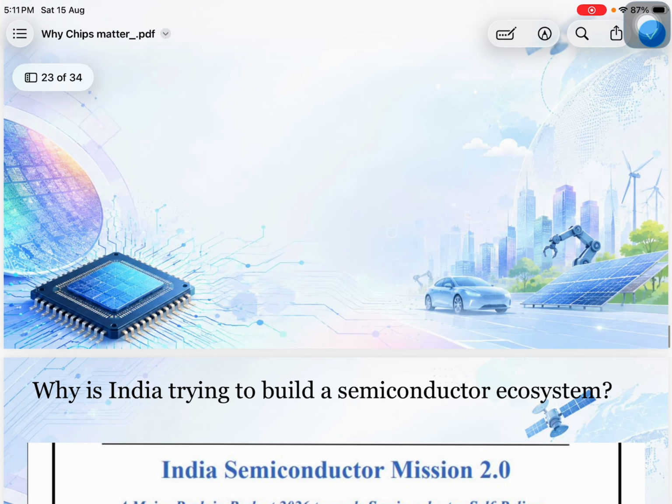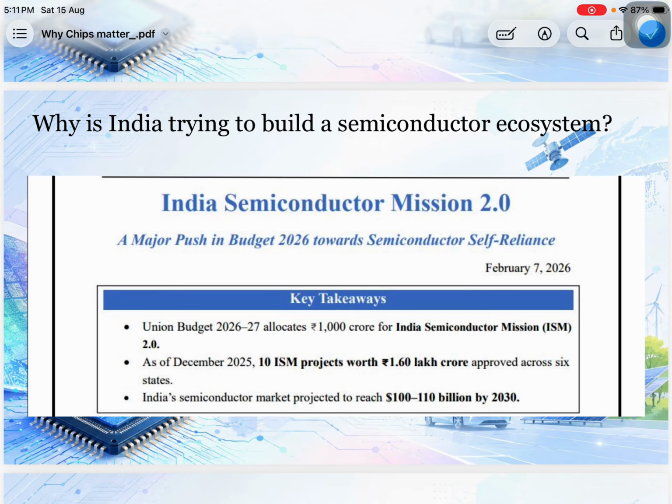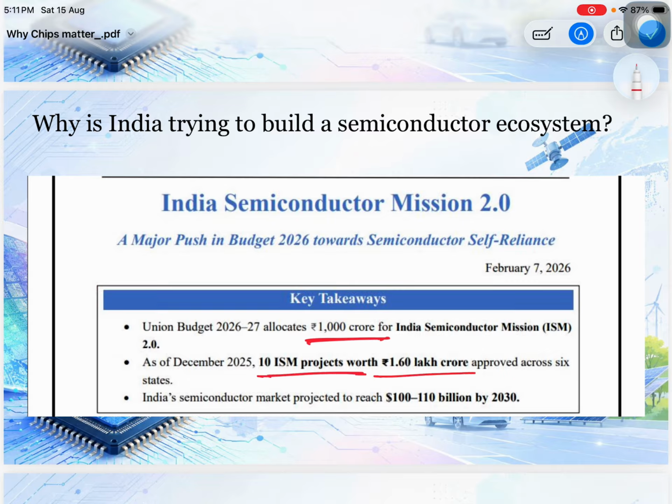And what India has done, this is where we come towards our current affairs part, which is India Semiconductor Mission, or ISM 2.0. ISM 2.0 is formally launched with the Union Budget. In the Union Budget speech, the government of India has allocated 1,000 crore for ISM 2.0. You can see in the key highlights, 10 ISM projects worth 1.6 lakh crore have been approved in 6 states.